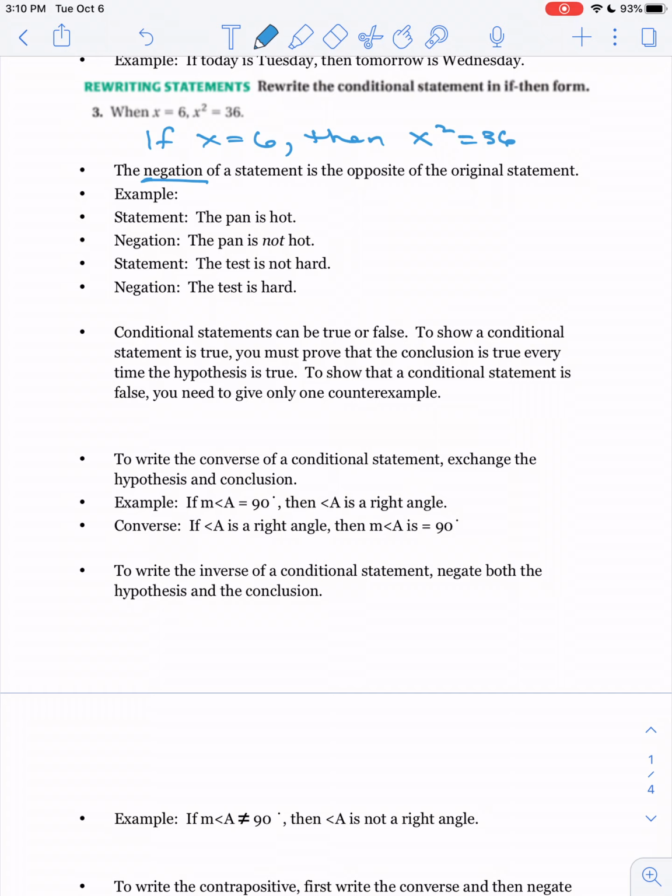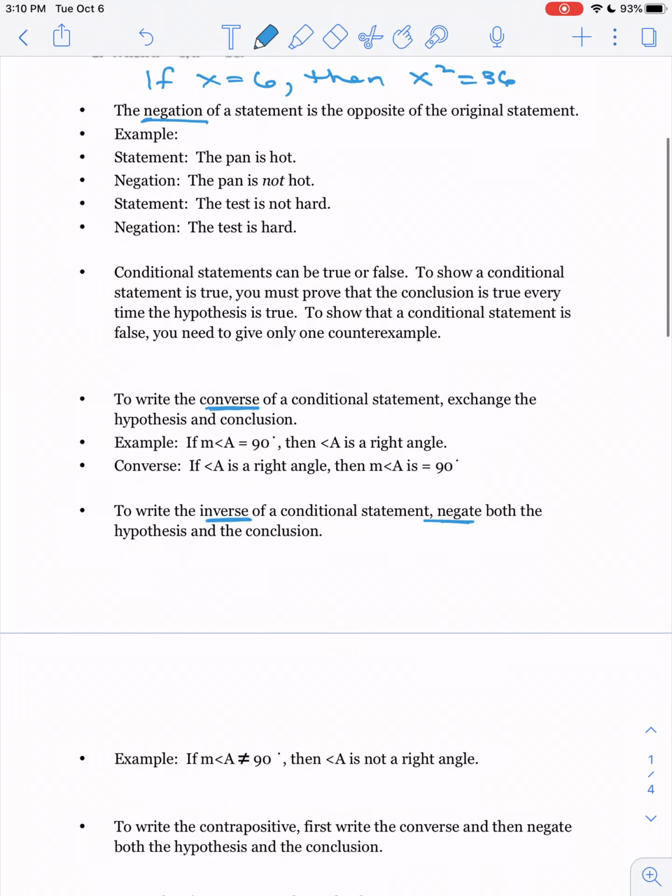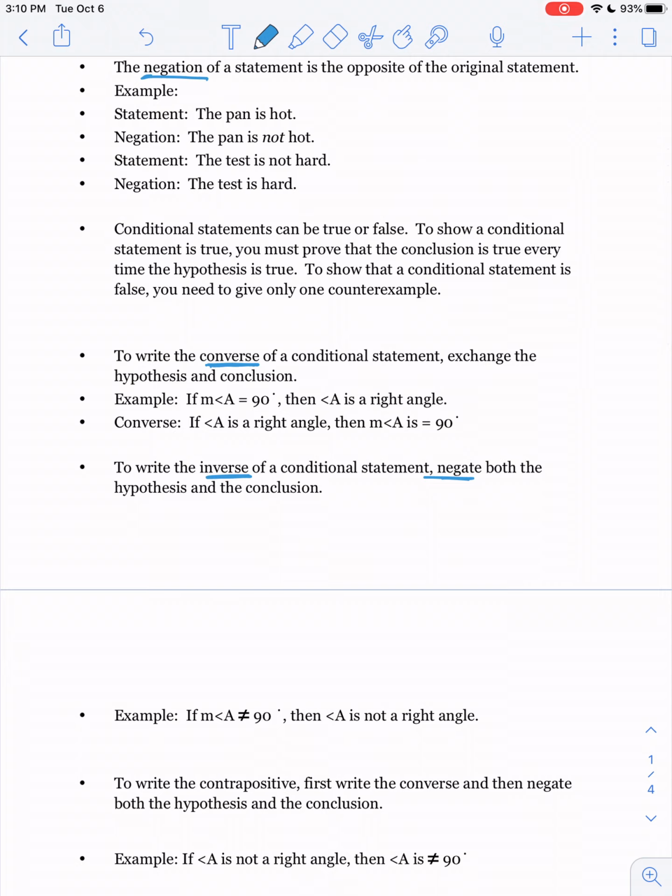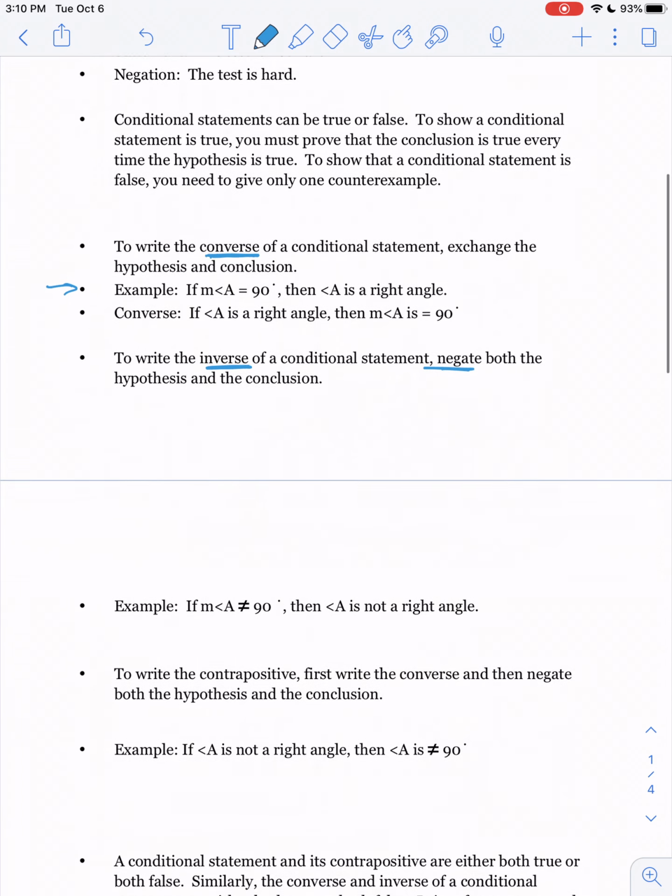To write the converse of a conditional statement just means switching the hypothesis and the conclusion around. If the measure of angle A equals 90 degrees, then it's a right angle. The converse of that statement would be if angle A is a right angle, then the measure of angle A is 90 degrees. To write the inverse of a statement, you would want to negate both parts. So instead of saying if the measure of angle A equals 90 degrees, we would say if the measure of angle A is not equal to 90 degrees, then angle A is not a right angle.